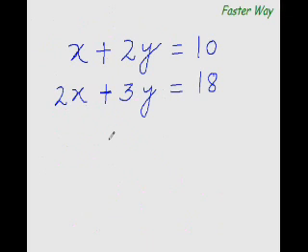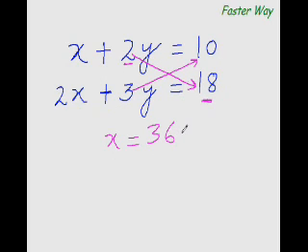Now, to find the value of x, all you need to do is multiply this number with this number, like this, and then subtract from it the product of this number and this number. So 2 times 18 is 36, minus 3 times 10 is 30. Now this is the numerator. Okay, now let's find the denominator as well.